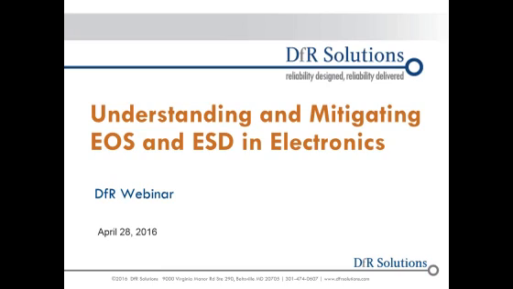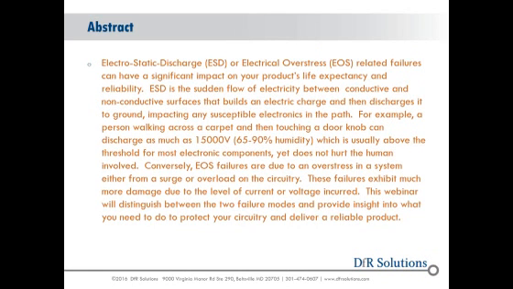All right. Thanks, Ed. Good afternoon, everyone. As Ed mentioned, we're going to talk today for the next hour about understanding and mitigating EOS and ESD in electronics. This is the abstract that we posted. Essentially, ESD is the sudden flow of electricity between conductive and non-conductive surfaces that builds a charge and then discharges it to ground, and that can impact any susceptible electronics in its path.